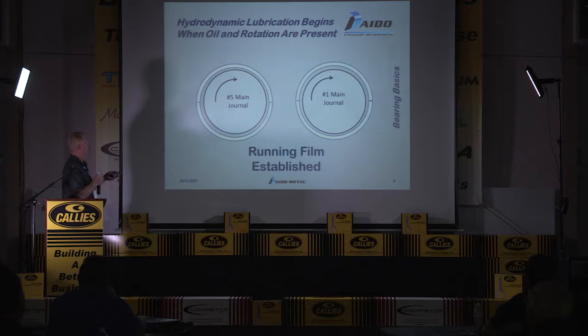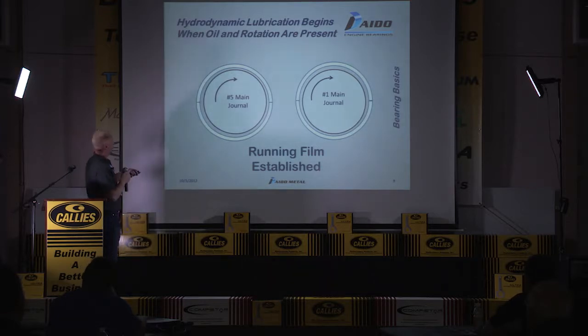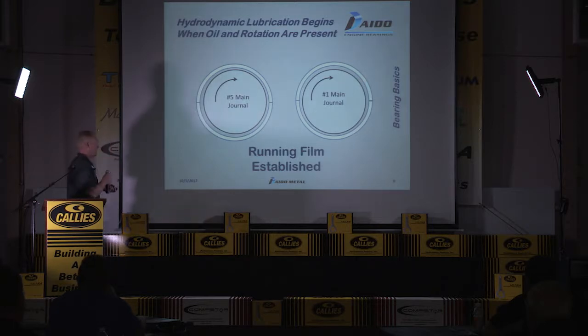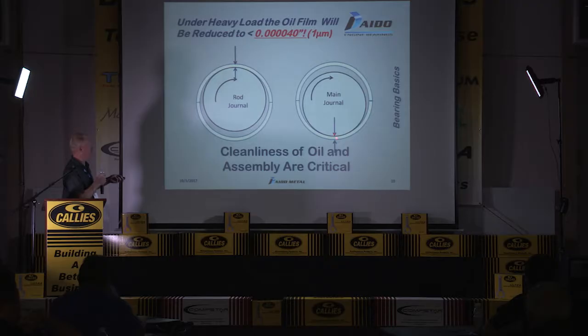As your engine starts to turn over, obviously we have zero film established. As we said earlier, it takes pressure and rotation. As this happens in the engine, you can see in the different loaded areas, the shaft locus starts to move downward on the main journal, and the shaft locus is upward on the rod journal.